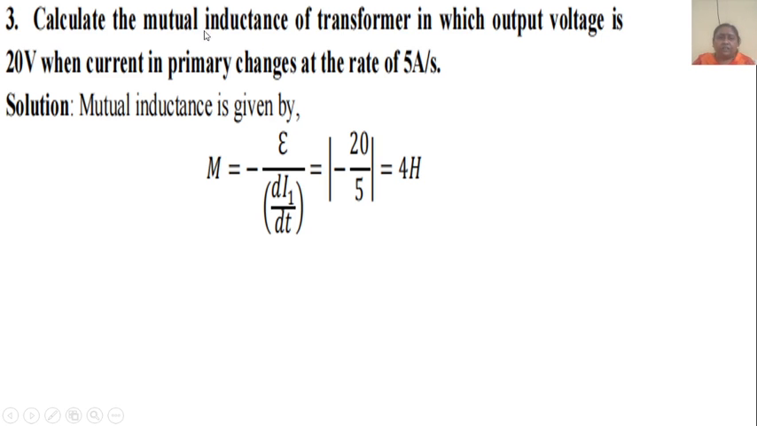Now, next, calculate the mutual inductance of transformer in which output is 20 volt when current in primary changes at its rate of 5 ampere per second. Therefore, mutual inductance is given by M equal to minus induced EMF upon di by dt. So, M equal to minus 20 upon 5, that is 4 Henry.